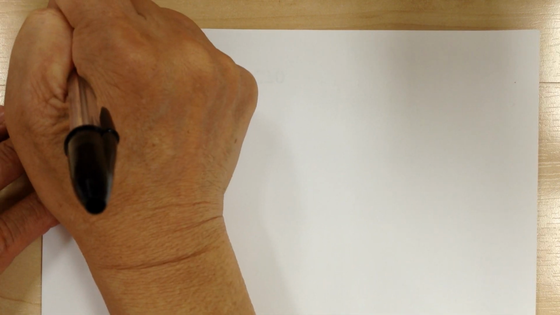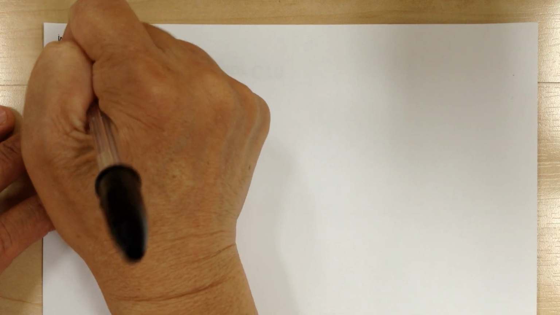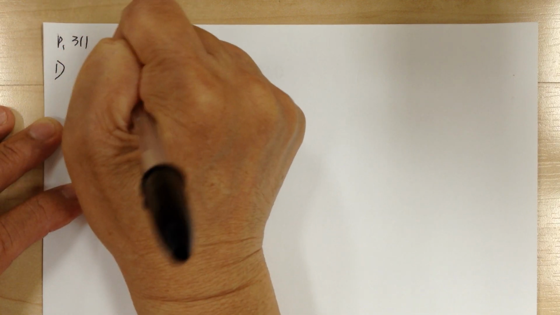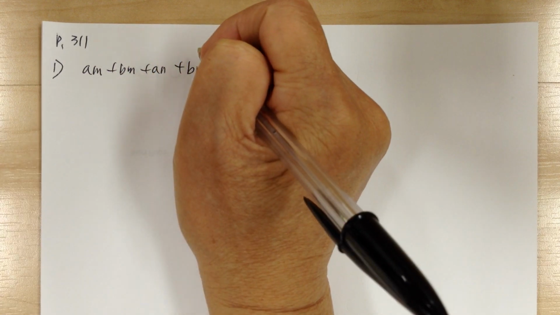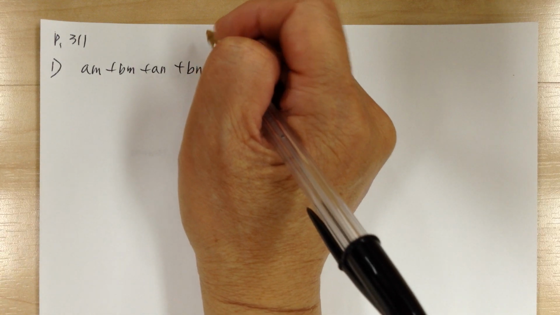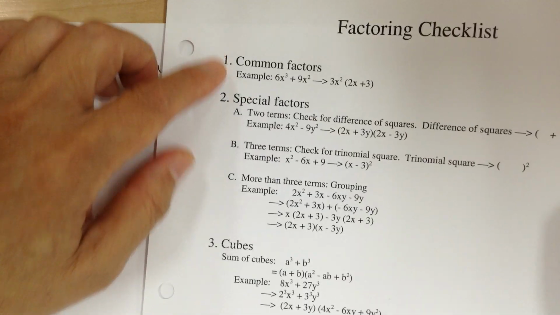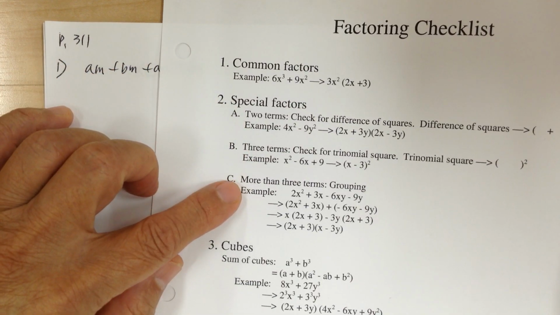Let's go to page 311 and start with number 1. Here you have AM plus BM plus AN plus BN. When you're doing the factoring, you've got to go through the checklist. Step 1, common factor: cannot. So you go down to step 2. There are 2 terms, 3 terms, and more than 3 terms. This is 4 terms, so you have to do the grouping.